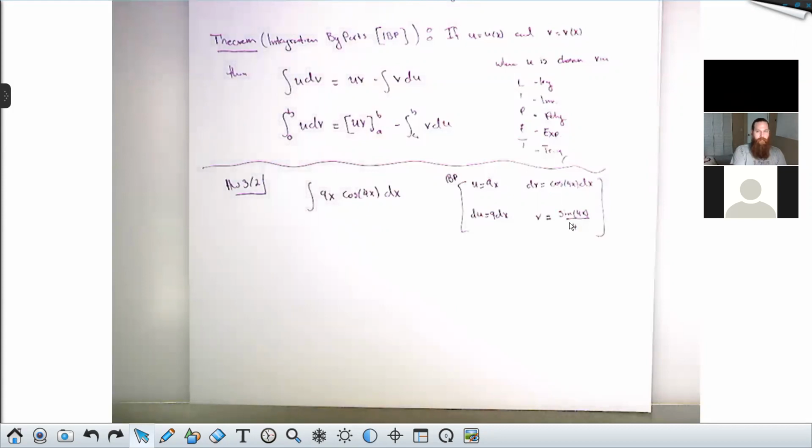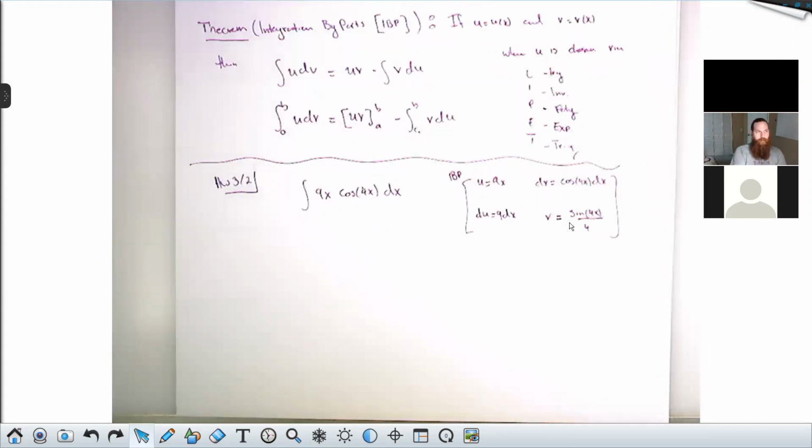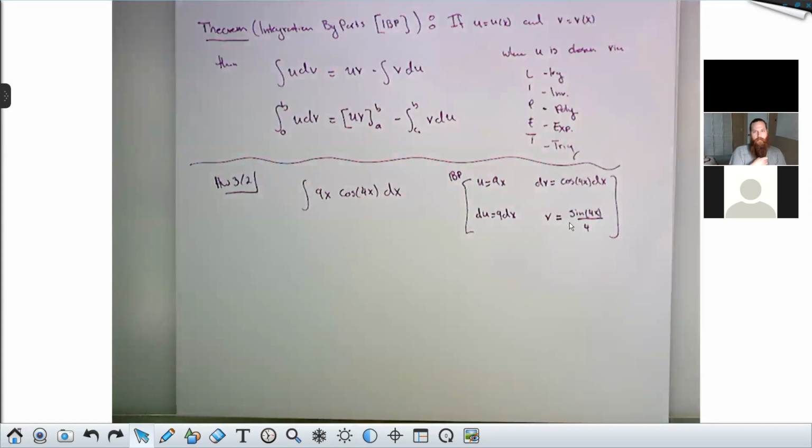Any questions about why the IBP table looks the way it does? The sun's starting to come in here. Let's fix that.